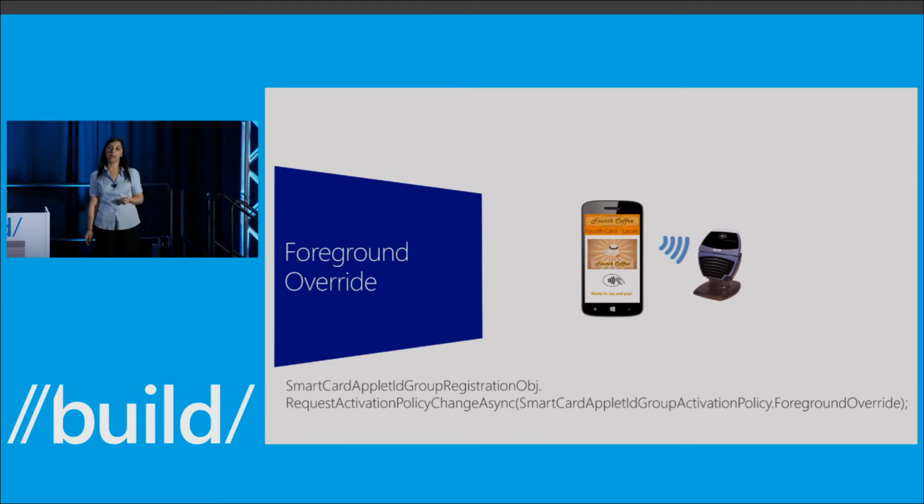So what I can do as a user is bring the coffee app into the foreground before I tap. Your application, whenever it comes to the foreground, can ask to be foreground override. So as long as your application is on the foreground, the traffic will be received by your application. The phone settings will not change. My Contoso credit card will still be my default payment application, but this is a temporary override where your application can receive traffic.